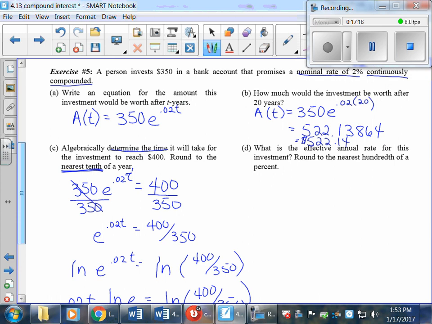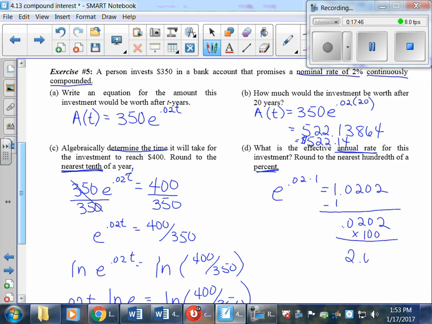So that effective annual rate is going to be e to the 0.02 times 1 per year is equal to 1.0202. Let's not skip steps this time. Minus 1, I get 0.0202. Now it wants the percent annual rate, so we're going to multiply by 100, or move your decimal point 2 places to the right, and you get 2.02%.